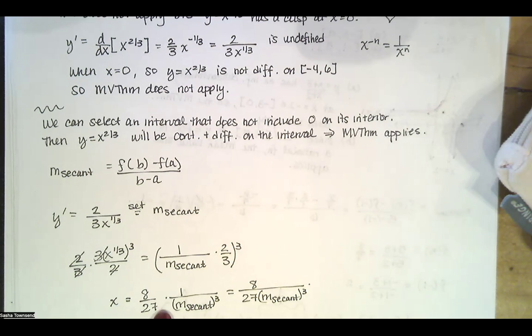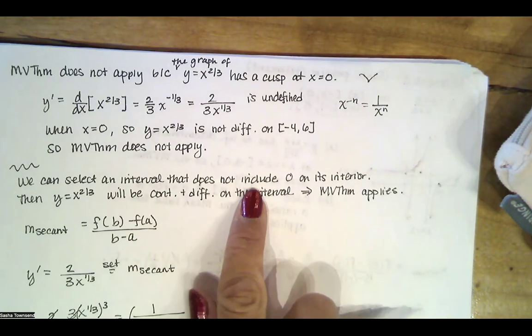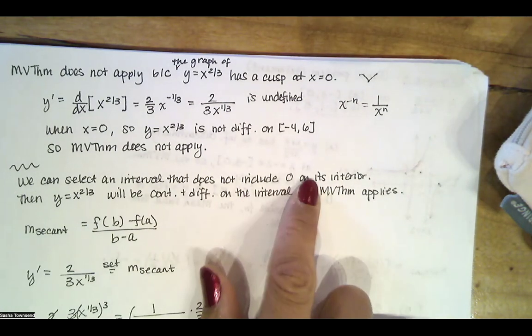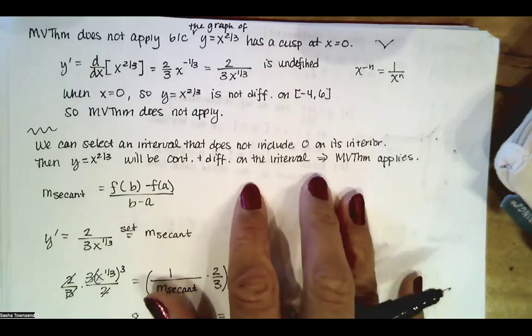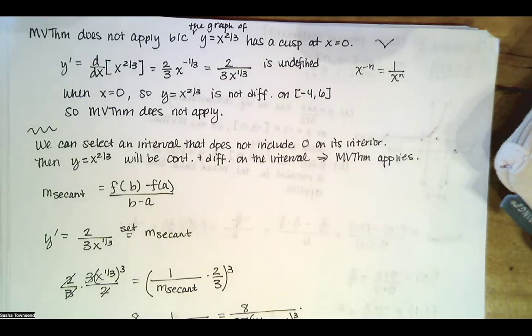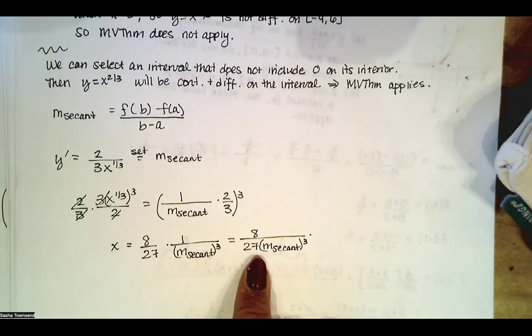Now this x value is guaranteed to be on the interval from a to b as long as we are on an interval that does not include x equals 0 on its interior. So any interval is fine as long as 0 is not on the inside of it. It's okay if 0 is on the endpoints, just can't be on the inside. In that case, this is the x value that we're looking for.